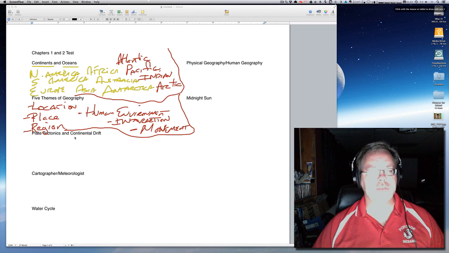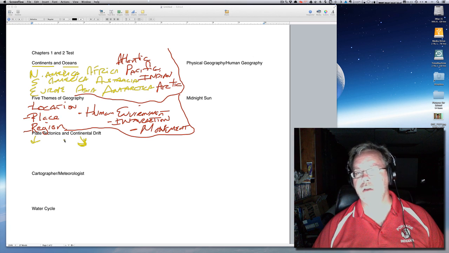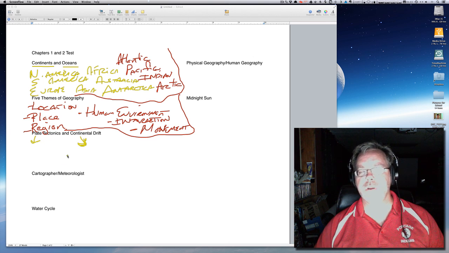We've got plate tectonics and continental drift. Remember that plate tectonics is the idea that the Earth is made up of a number of different plates that move. They can separate from each other. They can slide back and forth, causing earthquakes, or they can overlap, causing mountain ranges. Continental drift is the theory that at one time all the continents were one big supercontinent, and this happened hundreds of millions of years ago. And that because of plate tectonics, the different continental plates separated from each other, again, over hundreds of millions of years, and put the continents where they are currently.